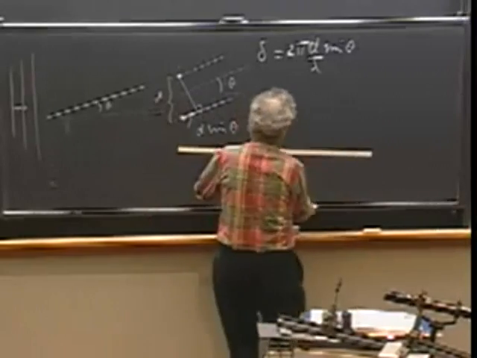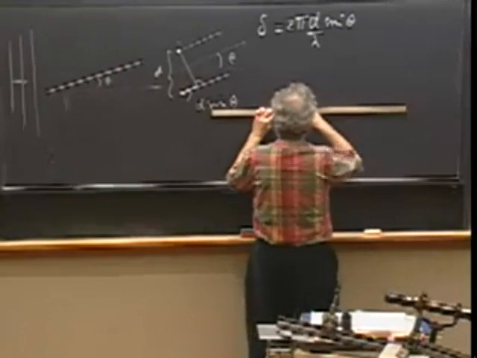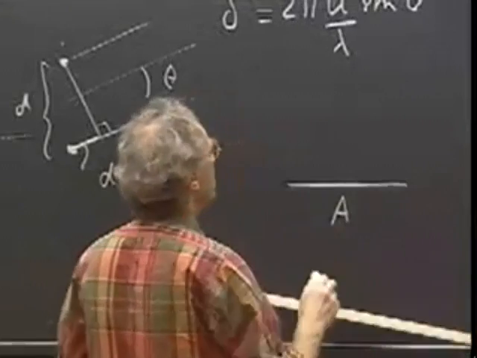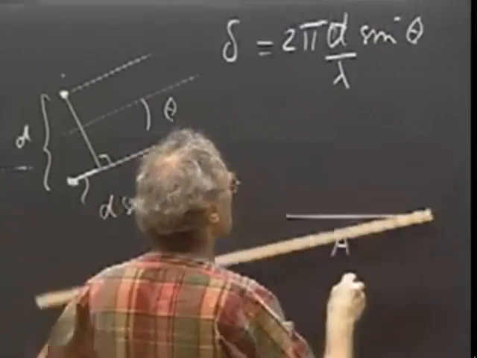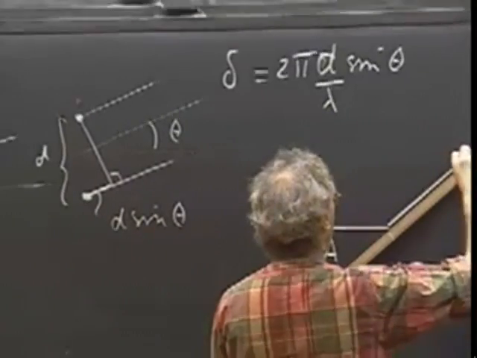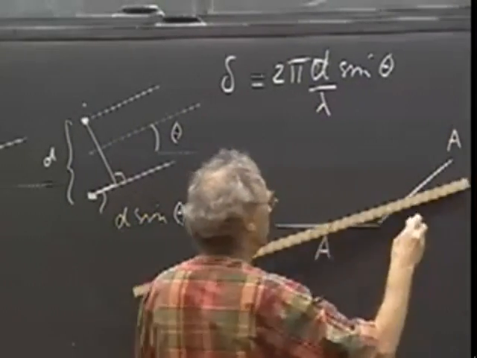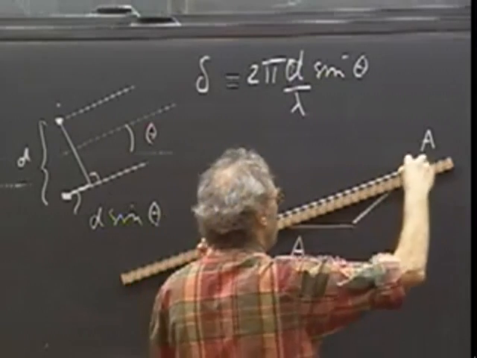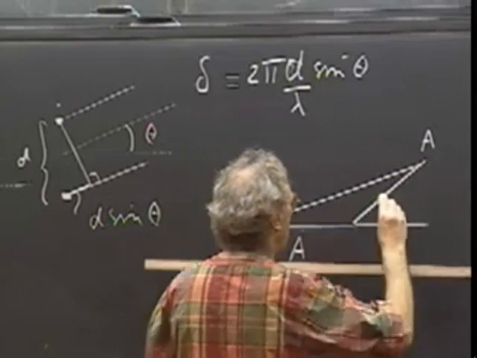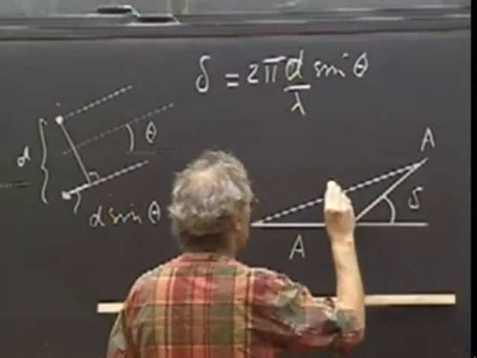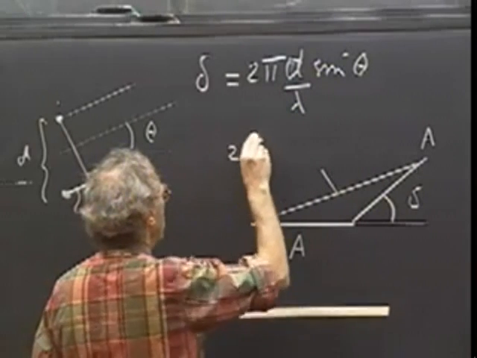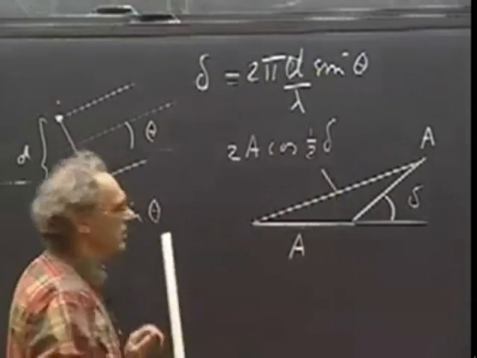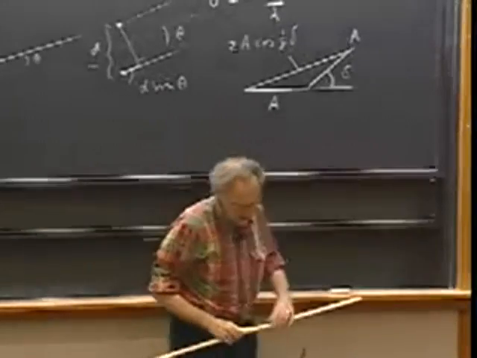I first want to revisit some of your high school geometry. If you have a triangle, and this side is A, and this side is also A, and you want to know what this third side is, and if this angle is delta, then this side here is 2A times the cosine of 1/2 delta. You can revisit that in your high school geometry, but I need that today.